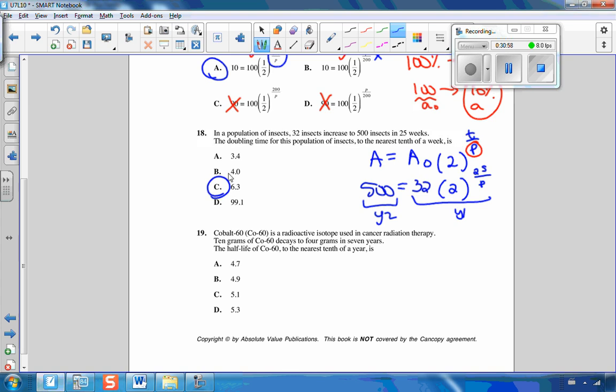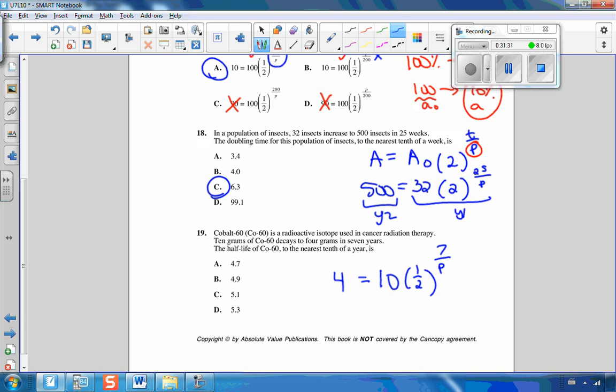Okay. Cobalt is a radioactive isotope used in cancer radiation therapy. 10 grams of cobalt-60 decays to 4 grams in 7 years. The half-life to the nearest tenth of a year is what? Okay, so I'm decaying from 10 grams to 4 grams. So my initial amount is 10, my end amount is 4, and it's half-life. And it does this in 7 years. So again, we're solving for our unknown value here, our period, which is our half-life.